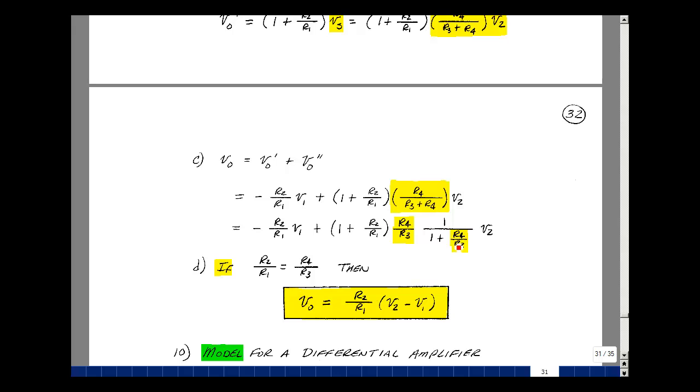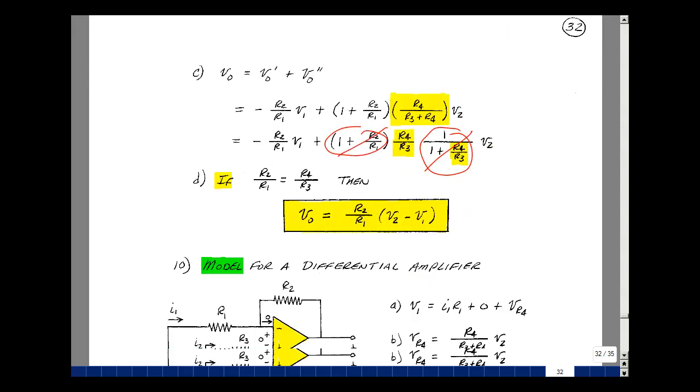Now suppose that I made the resistor ratio of R2 to R1 the same as R4 to R3. Then this term here would be the same as this term, and they would cancel. The ratio of R4 to R3 is the same as R2 to R1, and I have that same ratio here, but with a minus sign. What I've got is the difference of the 2 inputs times the ratio of R2 to R1, provided it's the same as the ratio of R4 to R3. The circuit is also called a subtractor circuit, where I'm subtracting one voltage from another.